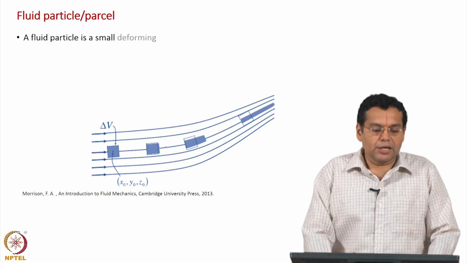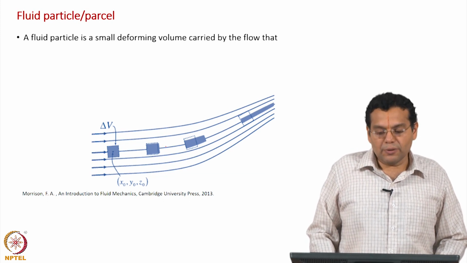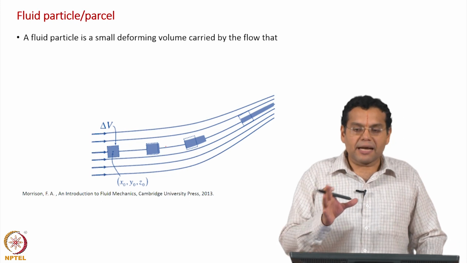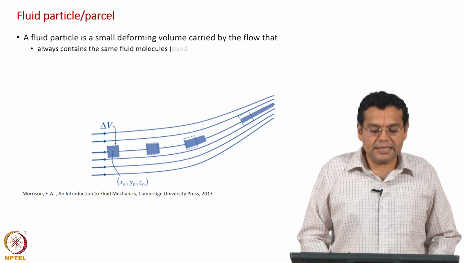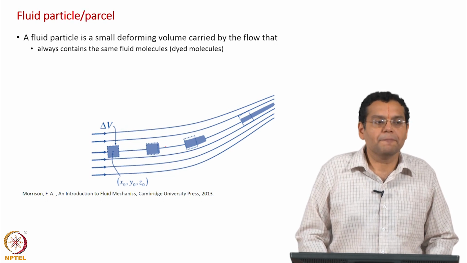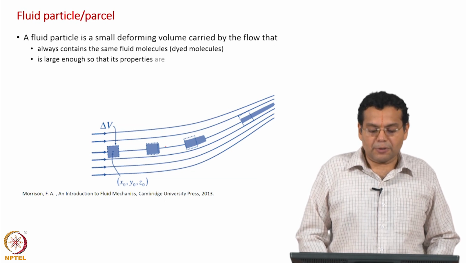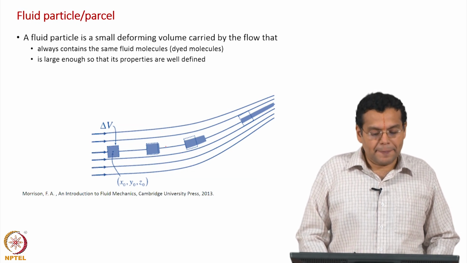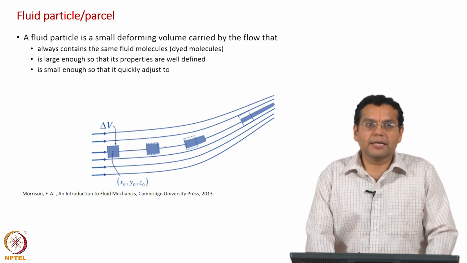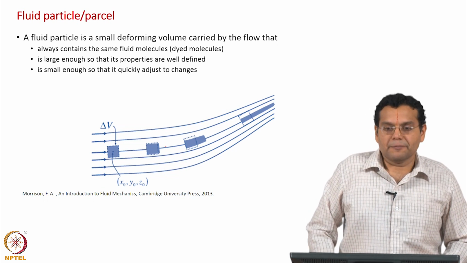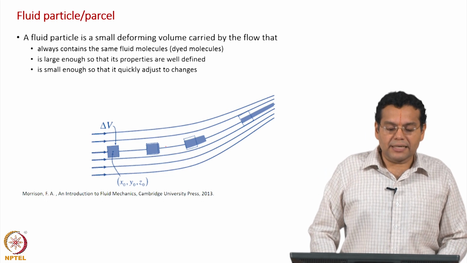It says that a fluid particle is a small deforming volume carried by the flow that has some characteristics. Let me list them and then explain. It always contains the same fluid molecules, and is large enough so that its properties are well defined, and is small enough so that it quickly adjusts to changes. Now, the first characteristic: it always contains the same fluid molecules.